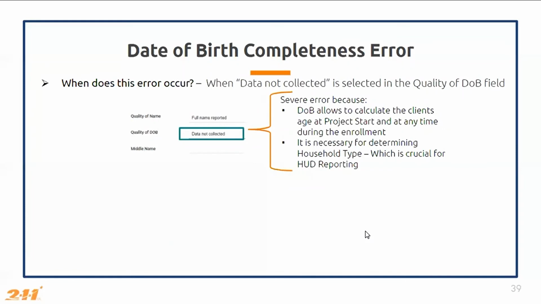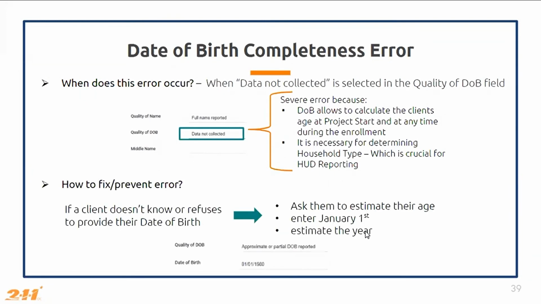If the client doesn't know or refuses to give you the date of birth, I would just recommend to have the client estimate their age. And then you can enter January 1st as an estimated year, and then select approximate date of birth reported. So in that way, we still have an age, and we're able to determine the household type.